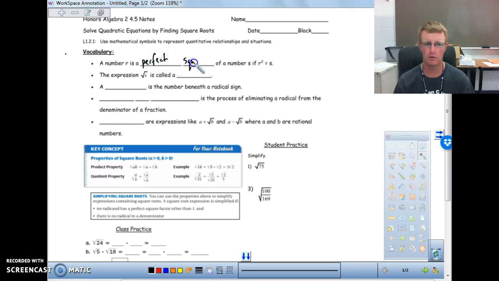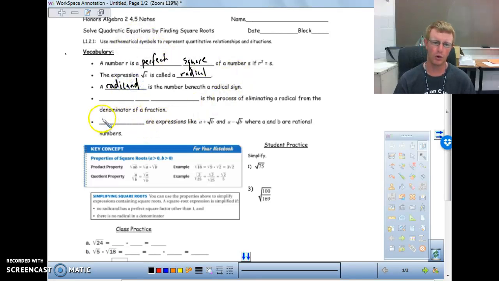So first of all, let's talk about a number r being a perfect square of a number s if r squared equals s. For example, 4 is a perfect square because the square root of 4 is 2. 9 is a perfect square because the square root of 9 is 3. So it's not 1, 2, 3, 4, 5, 6, 7, 8, 9, 10, all of those that are perfect squares. It's when you square them, you get a number. That's the perfect square. The expression the square root of s is called a radical. And then the number that is underneath the radical is called the radicand.